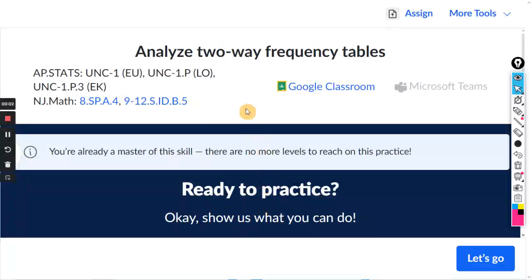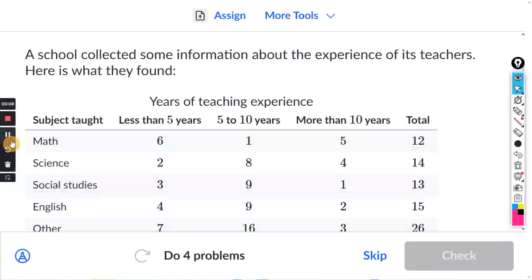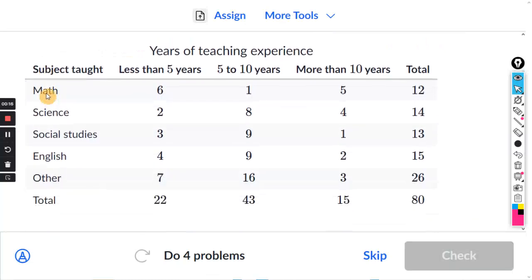This will be for the con exercise. Analyze two-way frequency tables. A school collected some info about the experience of its teachers. Here is what they found. All right, so the table displays years of teaching and the subject taught.